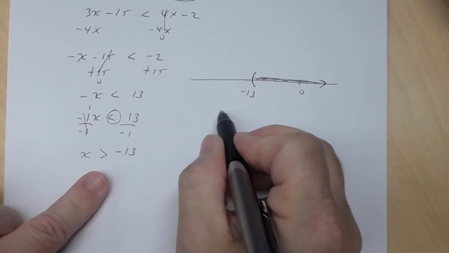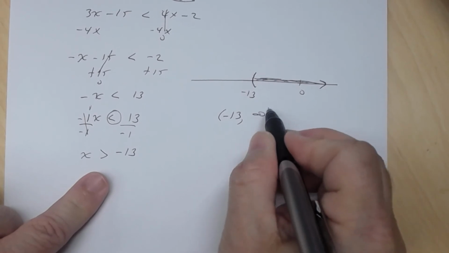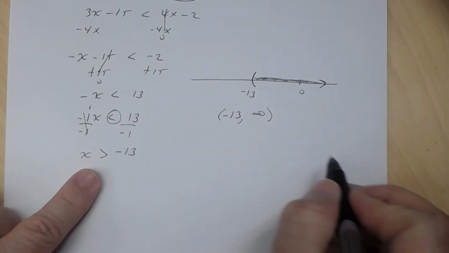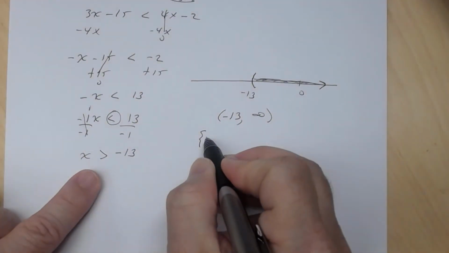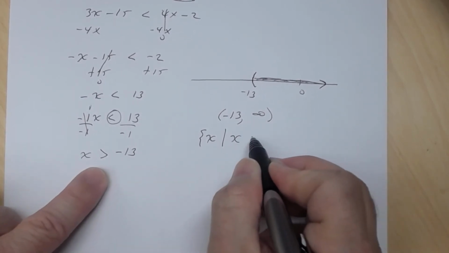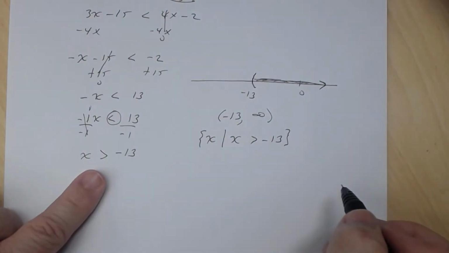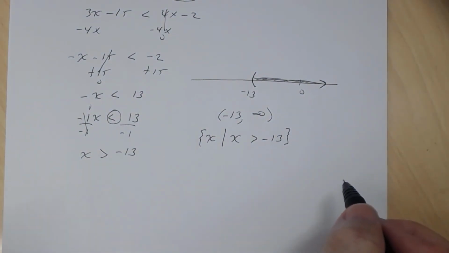And then your interval notation, you can say negative 13 parentheses, comma, all the way to infinity, parentheses. Set notation, you're going to say the set of x's such that, and then you rewrite your inequality such that x is greater than negative 13, and then close brace. Okay. So that was number 10.